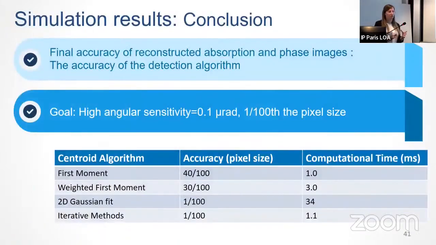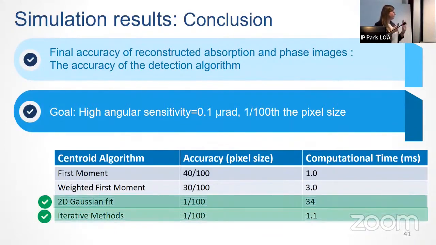So what we learn from our simulation results is that we want to achieve 1/100 of the pixel size, and the two algorithms that performed better were the 2D fitting and the iterative methods that iterate the center of each of the weights.